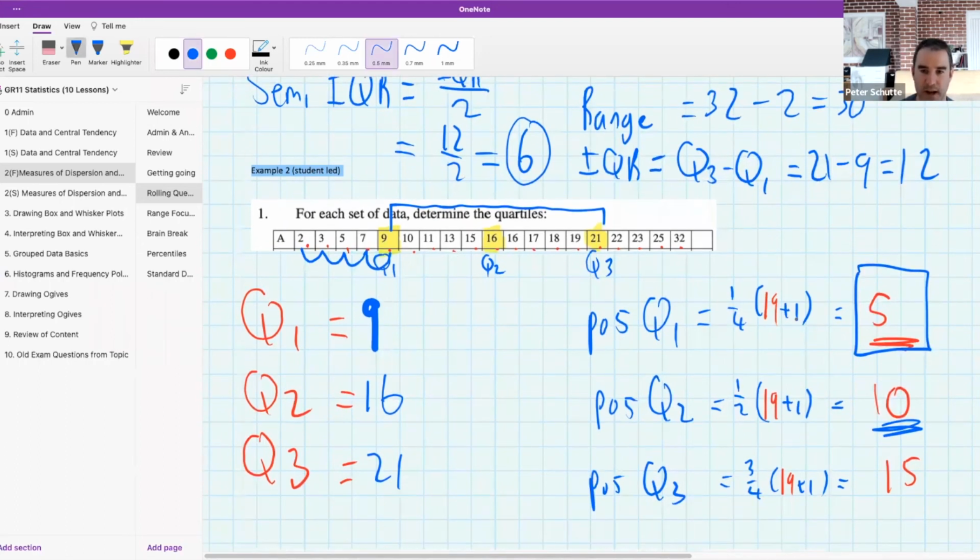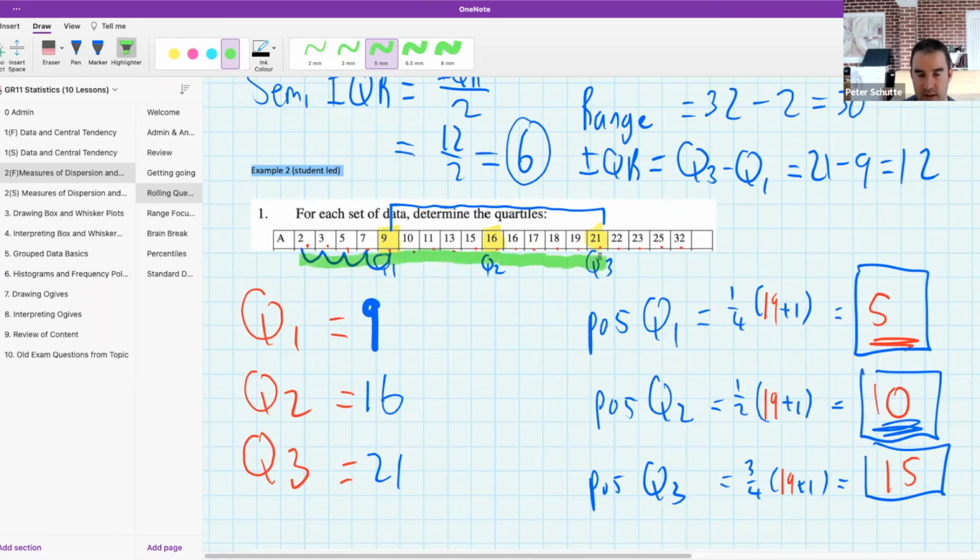So this was just about the idea that we have exact position numbers. In this example, for Q3 we go literally to the 15th position in the list. We don't go between two numbers. So if I count to the 15th position, I'm literally just counting 1, 2, 3, 4, 5, 6, 7, 8, 9, 10, 11, 12, 13, 14, 15. And so Q3 is in the 15th position in the list, but the value is 21, the number in that position.